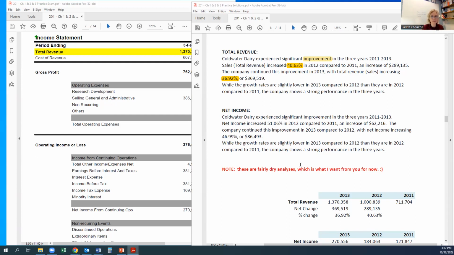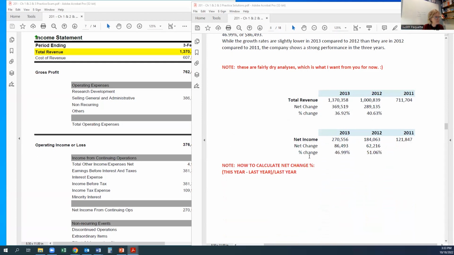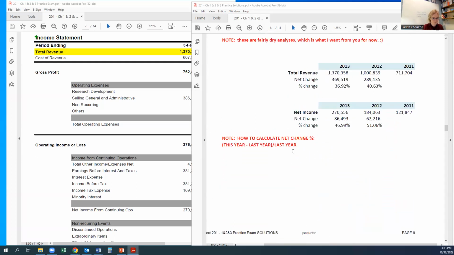So James is asking, how did you calculate the percent change? Okay, so let's do it. Here's the formula, James. You take this year minus last year divided by last year. Okay, so let's look at revenue again. In 2012, it's $1,839,000. In 2011, it's 711,704. So you subtract those two and you get a growth of 289,135. You take 289,135, divide it by last year, 711,704, and you get 40.63%.